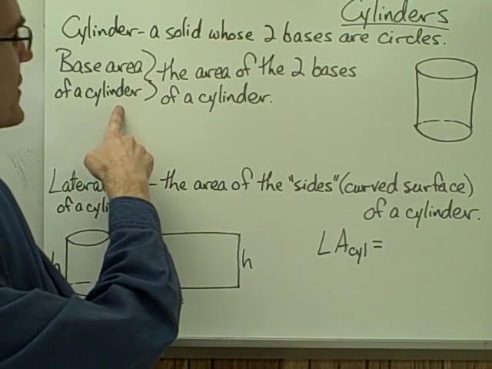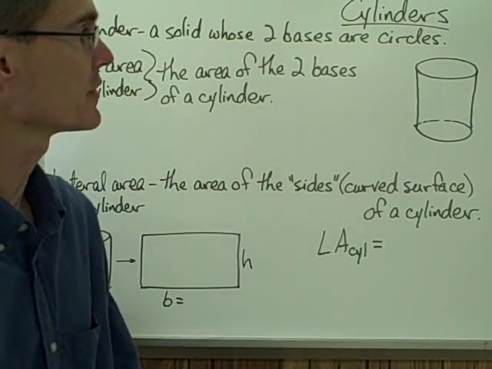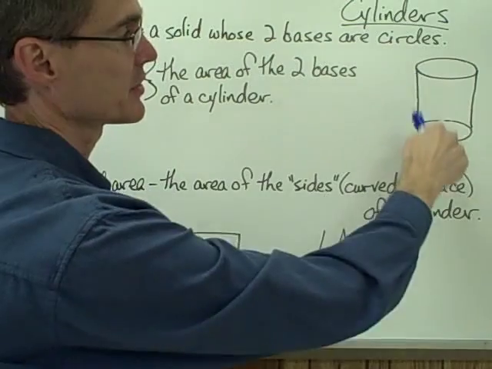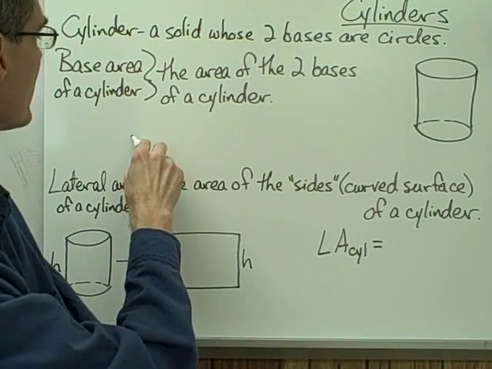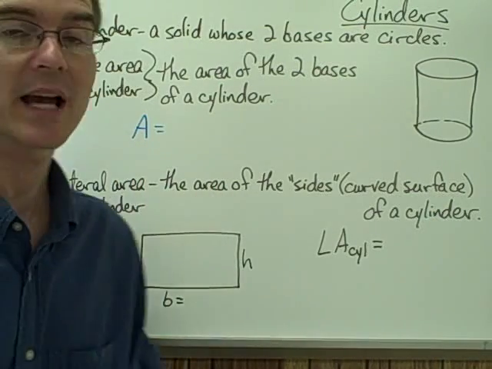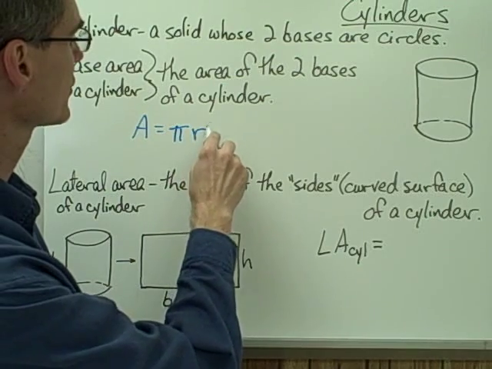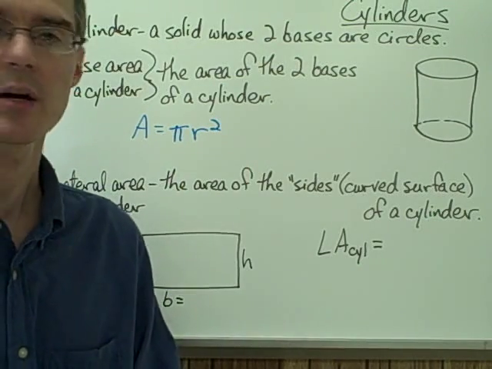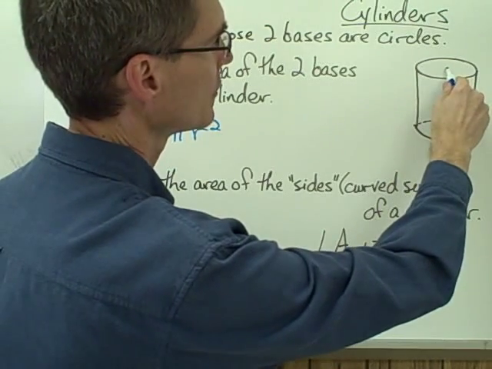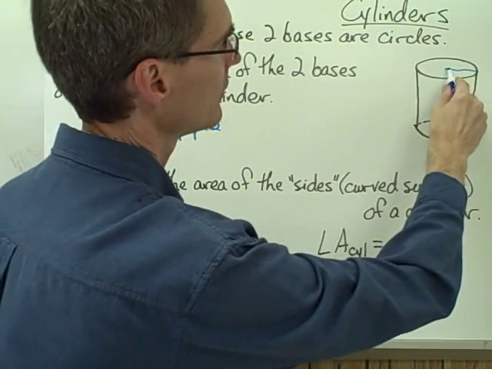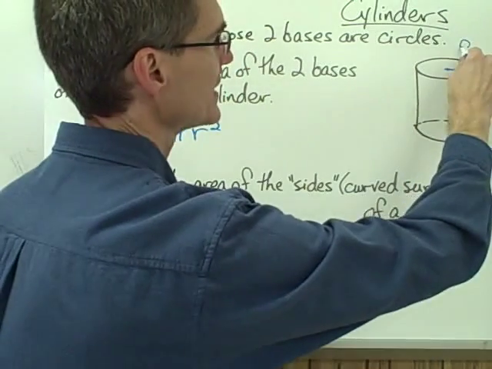The base area of a cylinder, similar to that of a prism, is just the area of the two bases of a cylinder. Except the bases of a cylinder are circles, which means that in order to calculate the base area of a cylinder, we're going to be calculating the area of a circle. The formula for the area of a circle is pi r squared. So to calculate the area of the base of a cylinder, I need to know the radius of the cylinder. Let's say the radius of this cylinder is 9 centimeters.